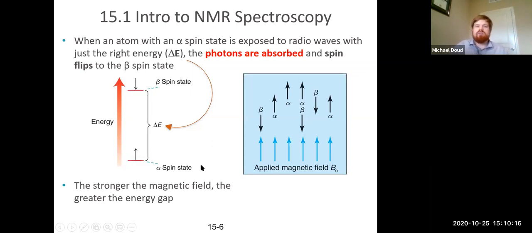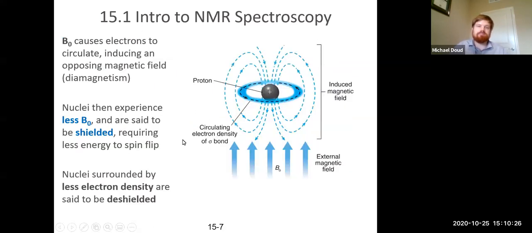Now, one thing that's crucial here is the strength of the magnetic field is actually going to change this gap as well. The stronger you make your magnet, the bigger the gap is going to be. Okay, so that's important to keep in mind here.